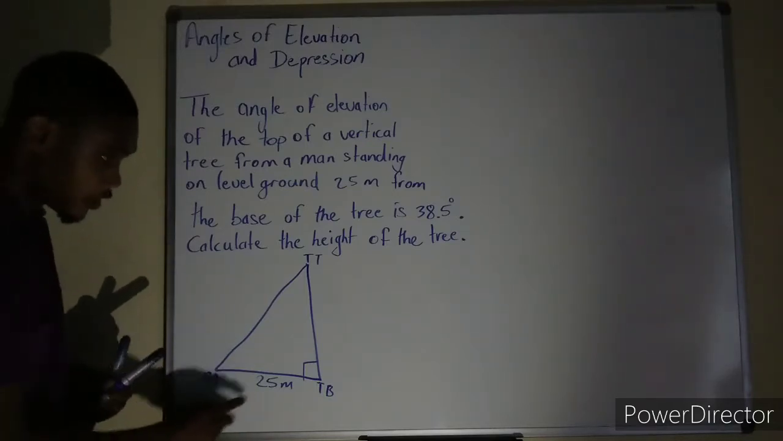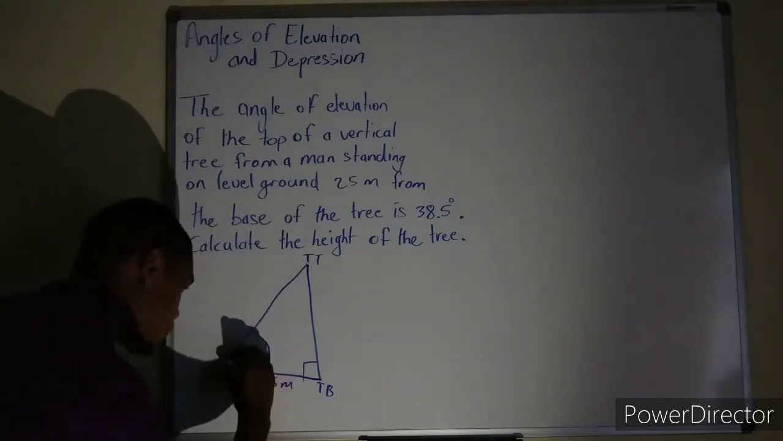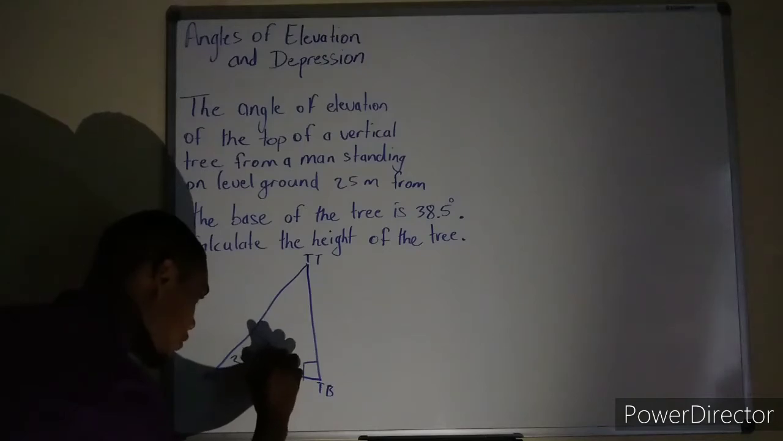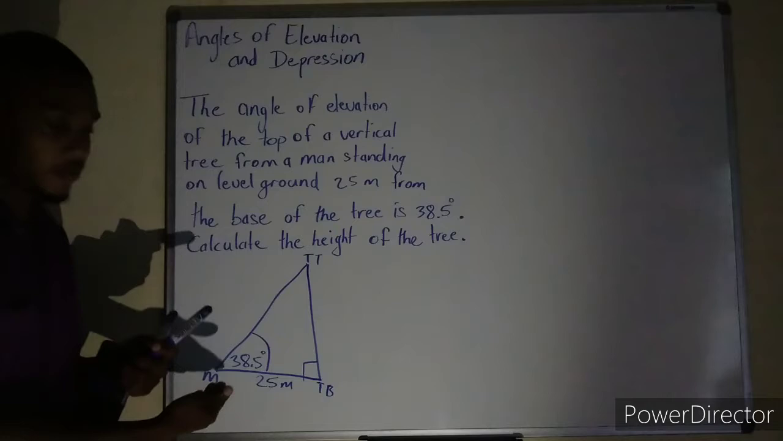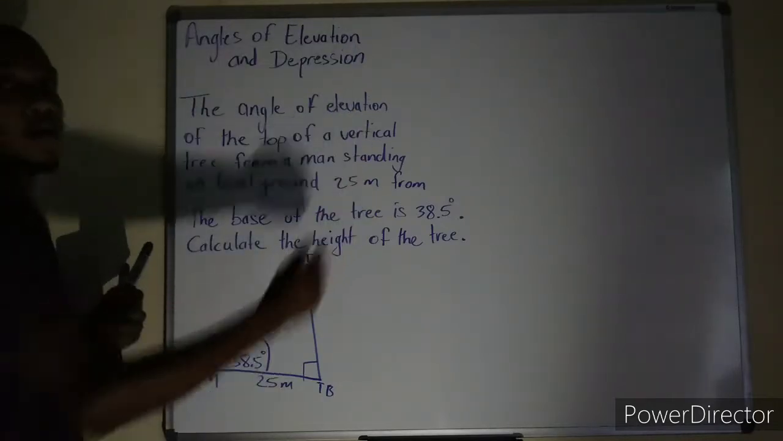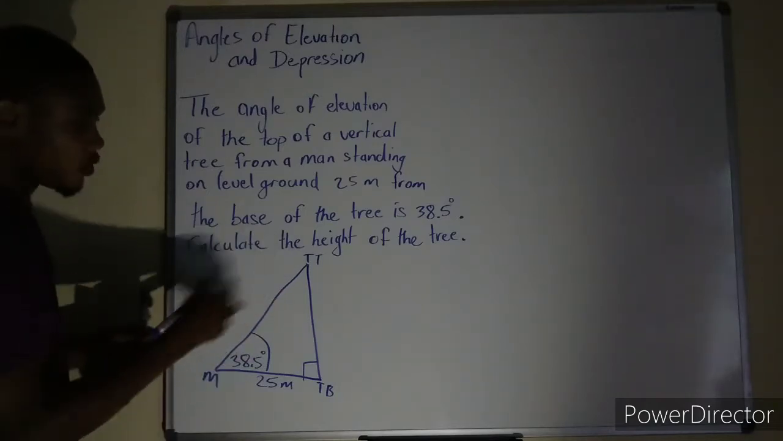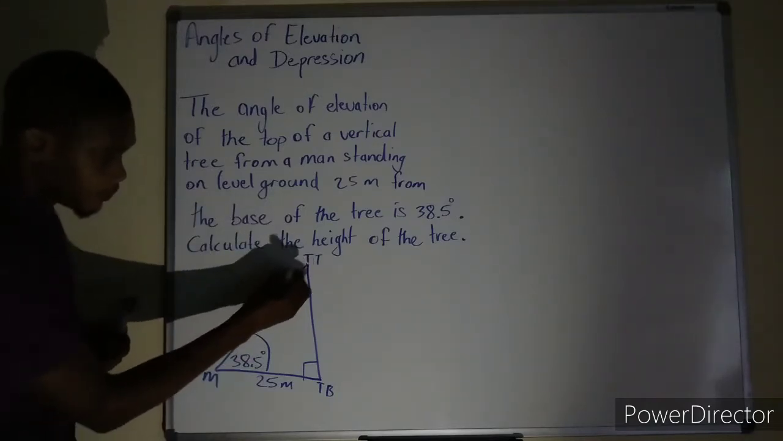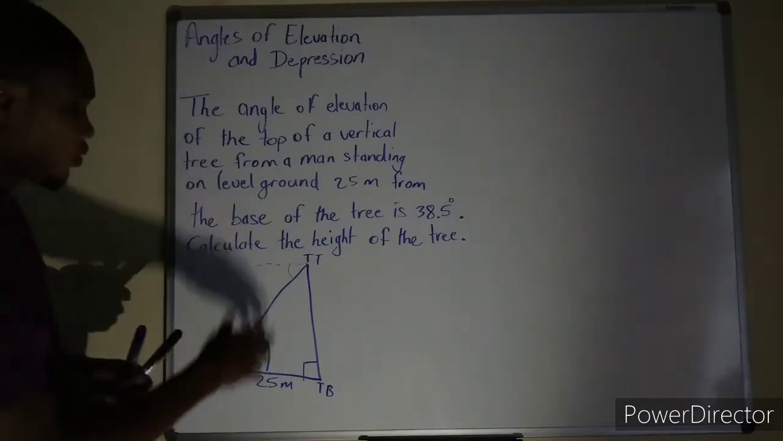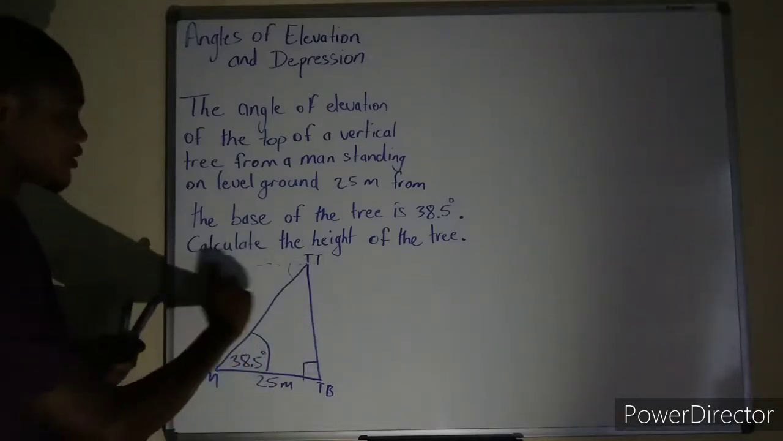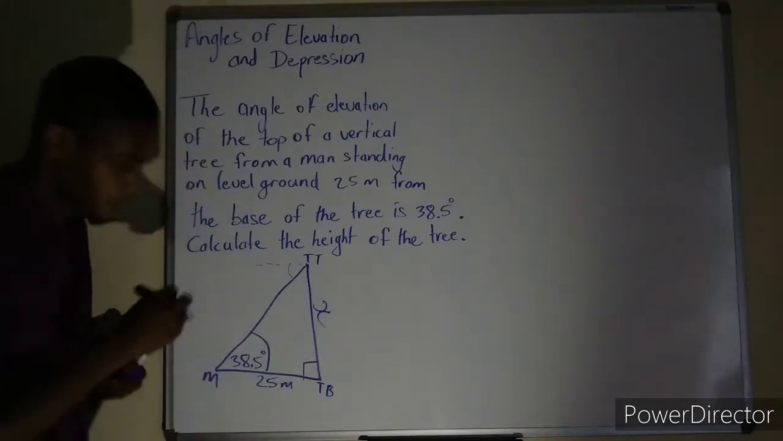From here, looking upwards, the angle of elevation is 38.5 degrees. So the angle of elevation is at the bottom of the triangle because you'll be looking upwards. But if it was the angle of depression, since you would be looking downwards, you would have a little broken line here, and you are looking down for your angle of depression. Now, the question says calculate the height of the tree. So you're trying to calculate this value here.